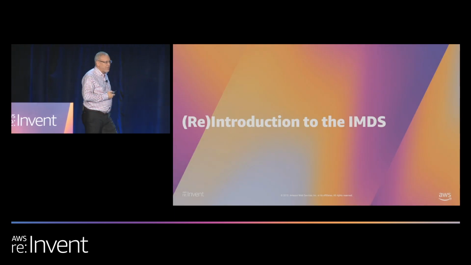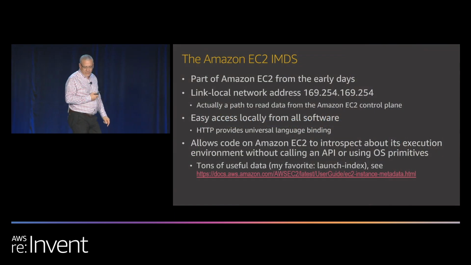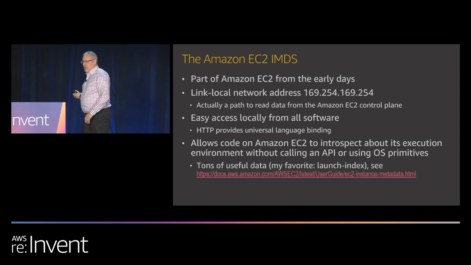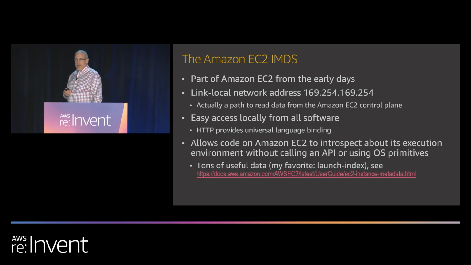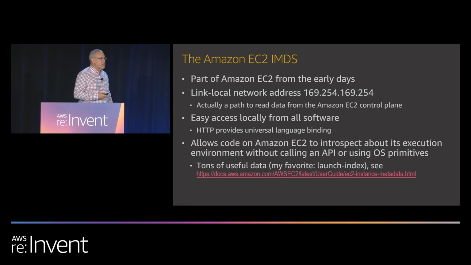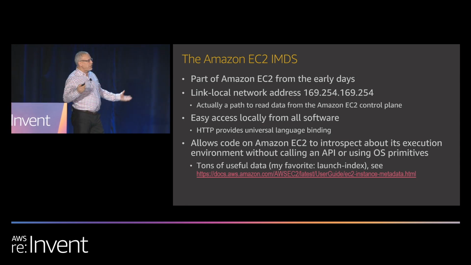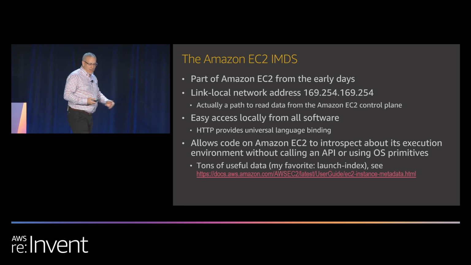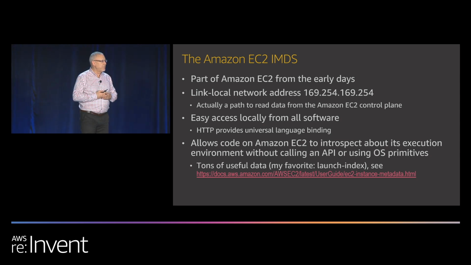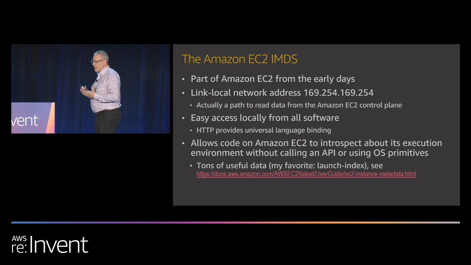So let's reintroduce the good old Instance Metadata Service. The IMDS has been there from early days in EC2. It's a special link-local address that you talk to, and you do an HTTP request, and you get back a lot of really valuable and interesting data. Now, that network address is a magical network address, okay? It's really just a way to talk to the EC2 control plane.